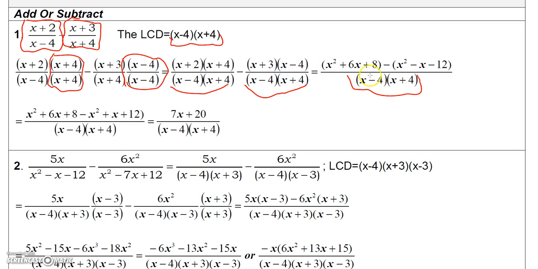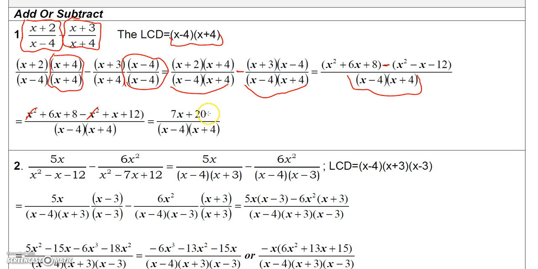Now, you've got to distribute this minus. Remember, this was subtraction, so this subtraction has to be distributed through here. So I'm going to just change all these signs. So that's going to be minus x squared plus x plus 12, changing all the signs. Now notice that if you take x squared and minus x squared, that's going to be 0, so they cancel. And then 6x plus x is 7x, and 8 plus 12 is 20.